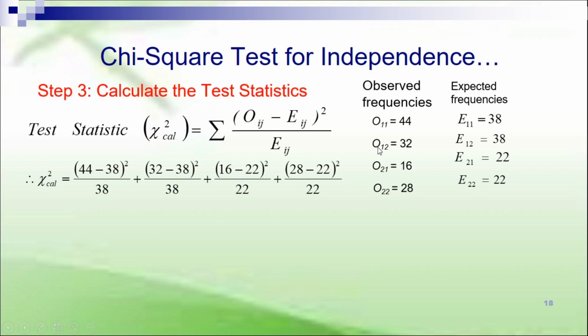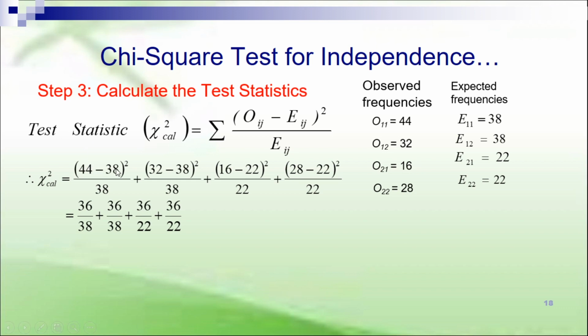Here the observed frequency is 32, and the corresponding expected frequency is 38. Then 32 minus 38, square this difference. When we square this, it produces a positive value. Then divide that result by the corresponding expected frequency, 38. Plus, consider the next paired observation, O21 and E21: 16 minus 22, square this difference, then divide it by 22. 28 minus 22, square this, then divide it by 22. First square the value, then divide that squared value by the corresponding expected frequency.